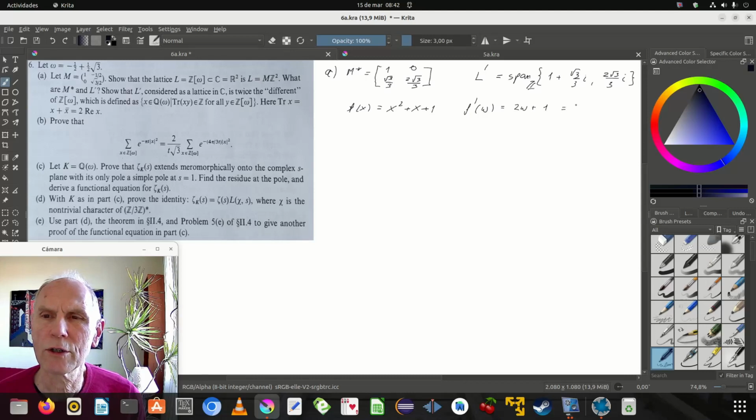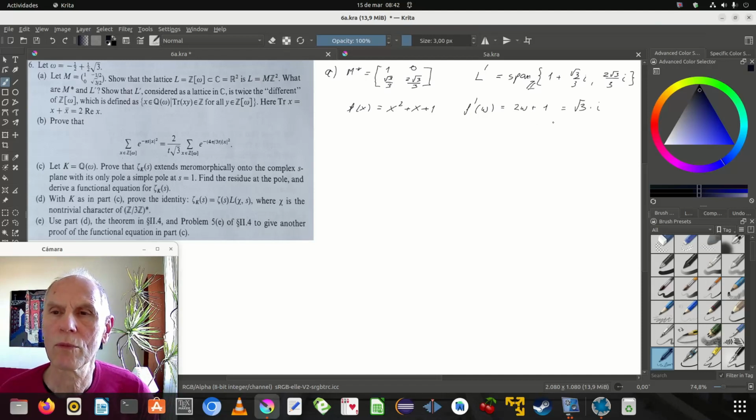and that's square root 3 times I. Nope, square root 3 times I. So, and then it's not even that, it's the ideal. So the different is the ideal generated by this guy.